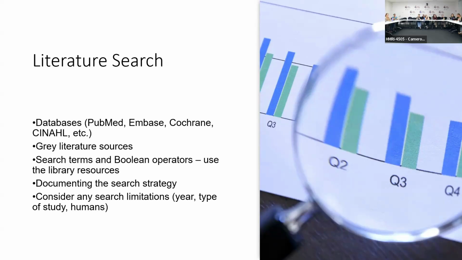When you're running the search, you might want to work out what databases you want to use. That depends on the area that you're doing a systematic review in. These are medical databases, the ones we commonly use, but obviously if I was doing a systematic review for geological sciences, I'd be hitting up the geological databases. You need to work out whether you want to include grey literature sources. Some reviews do, some reviews don't. It really depends on your research question and what you're looking for.